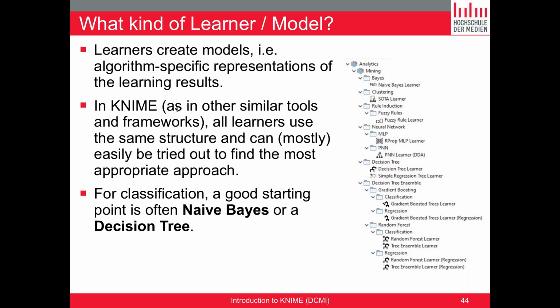The good thing about KNIME, and this is something that KNIME shares with other similar tools and frameworks, is that the way that these learners are actually used is standardized. So you have one node that is a learner, and you can just drop in as a replacement different learners. You can use them in parallel. You can try this out. So this is a very good and intuitive way to actually see what the differences are between the results and what learner is probably the best for your scenario.